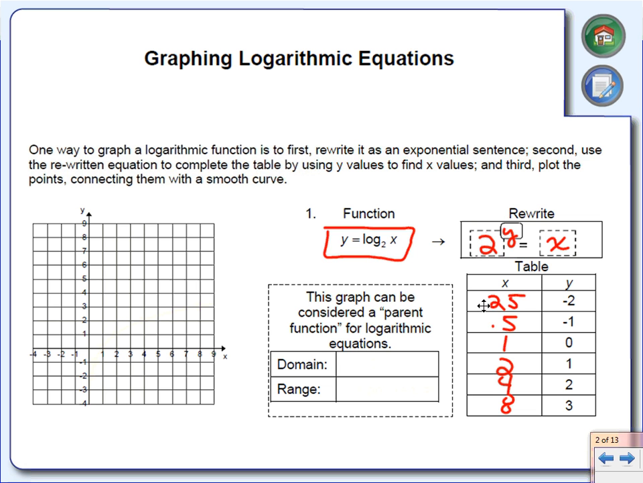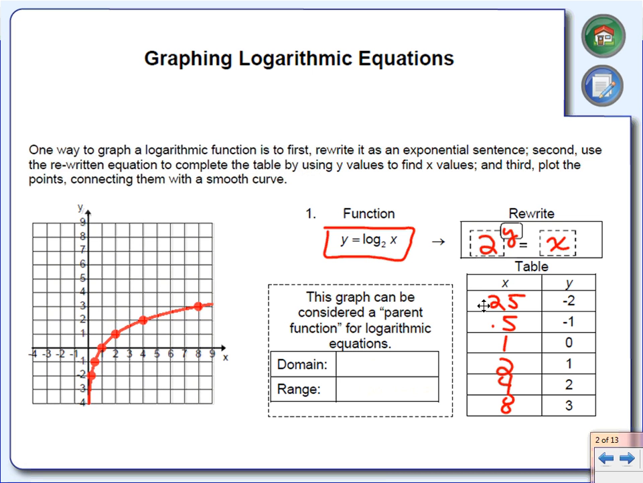And if you plotted the points correctly, the graph we should be getting should look something like this right here. That right there is the graph of y equals log base 2 of x. We're going to call this our parent function. This is considered to be the parent function of our logarithmic equation. So I want you to underline that for me. This is our parent function.